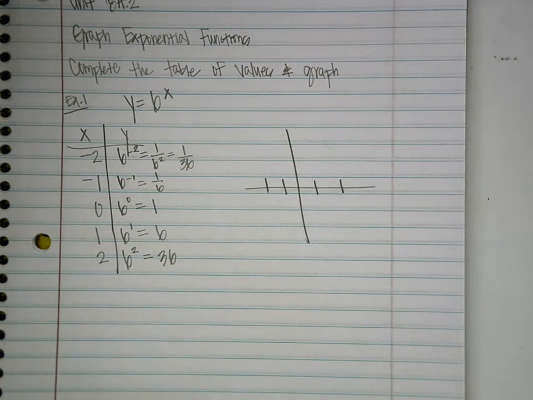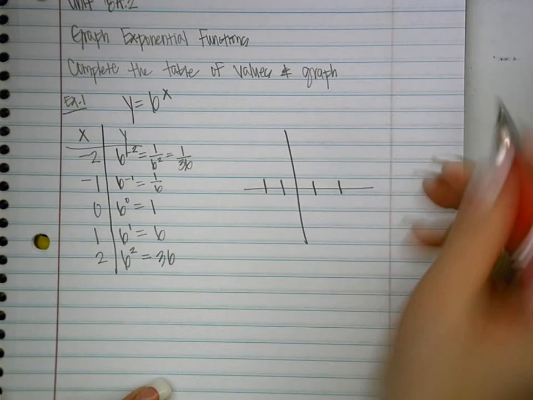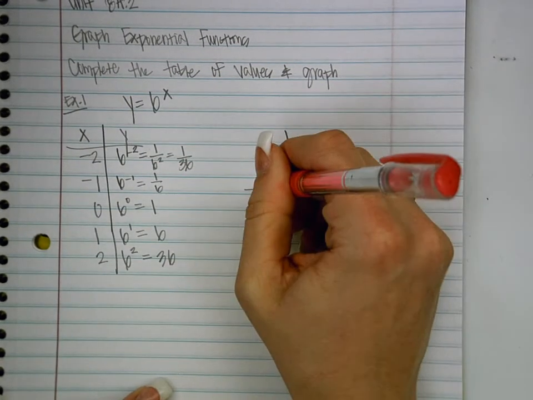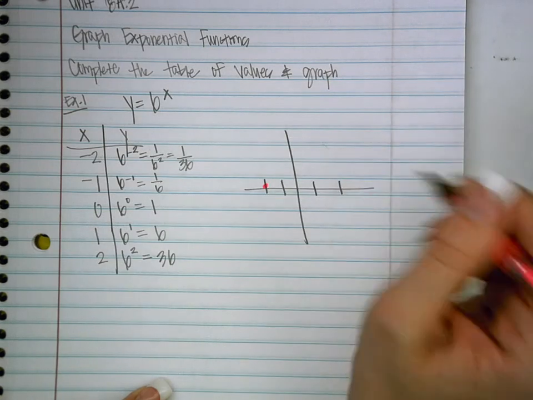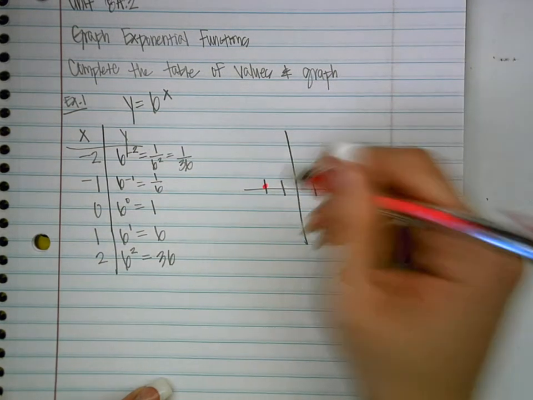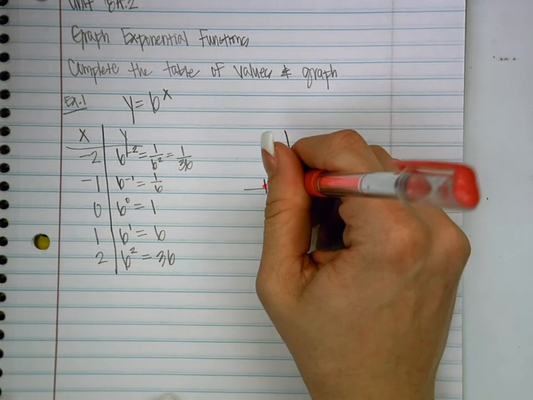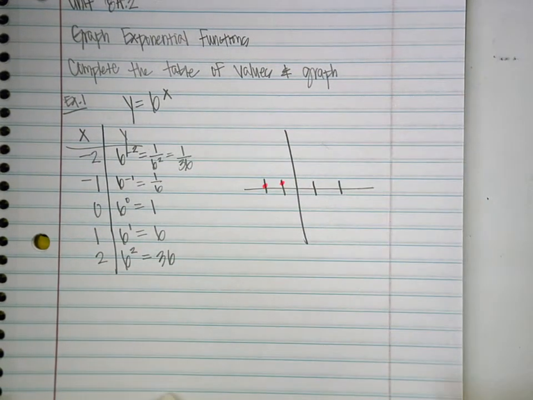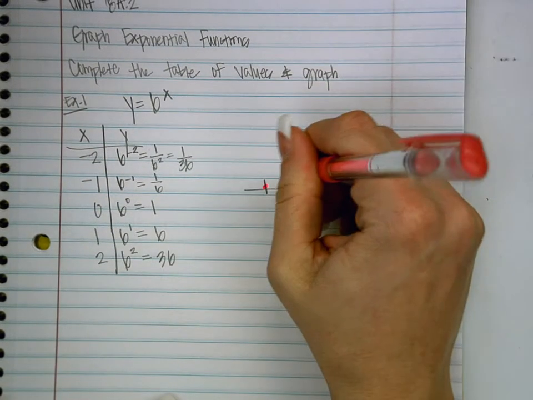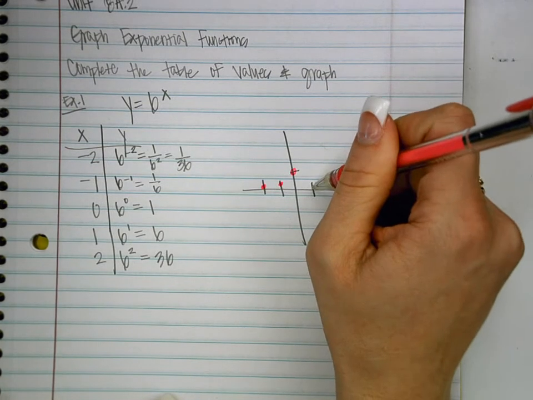When we actually graph this, -2 up 1 over 36. So left 2 up 1 over 36. It's almost touching the x-axis, but not quite. Then -1 up 1/6, so it's again almost touching the x-axis, but not quite. It's a little bit higher up. Then 0, 1, that one's a definite point, so make sure you put a little line there. Over 1 up 6.